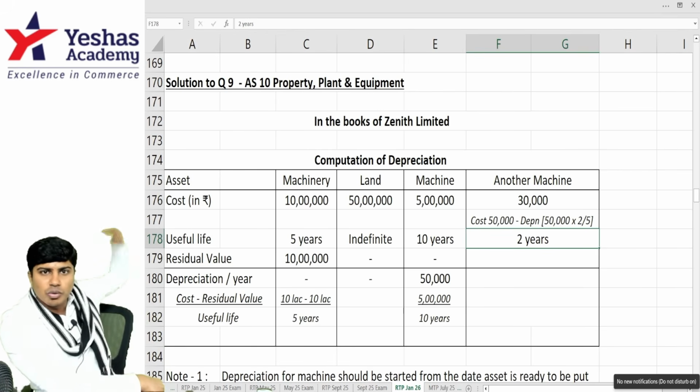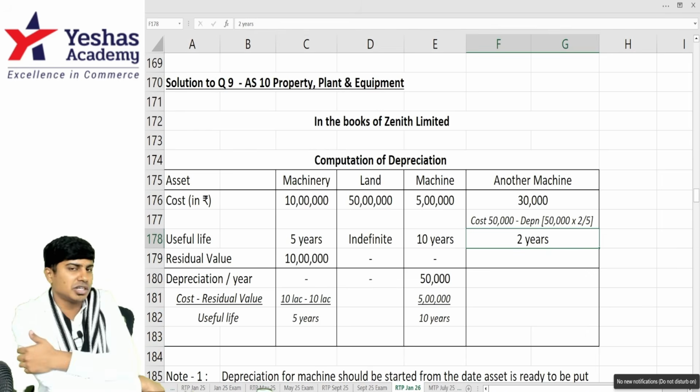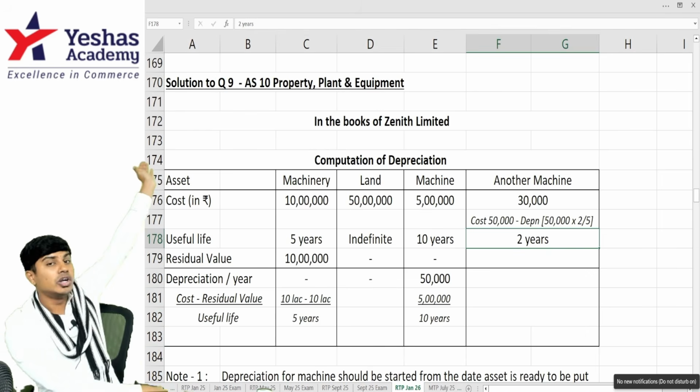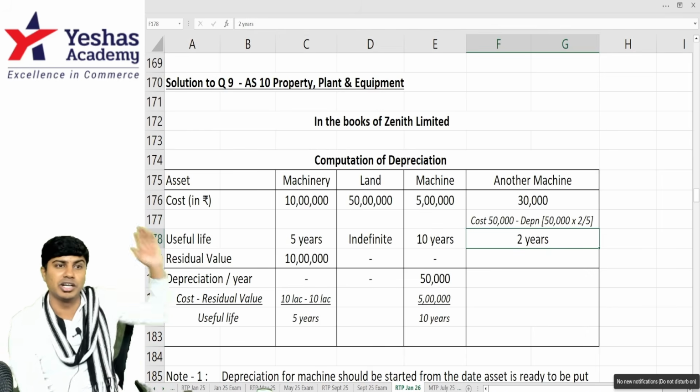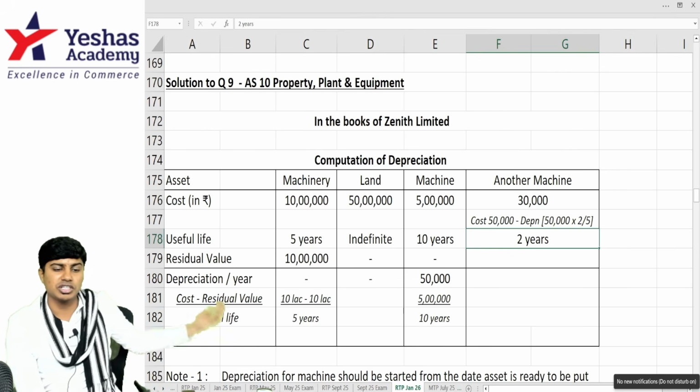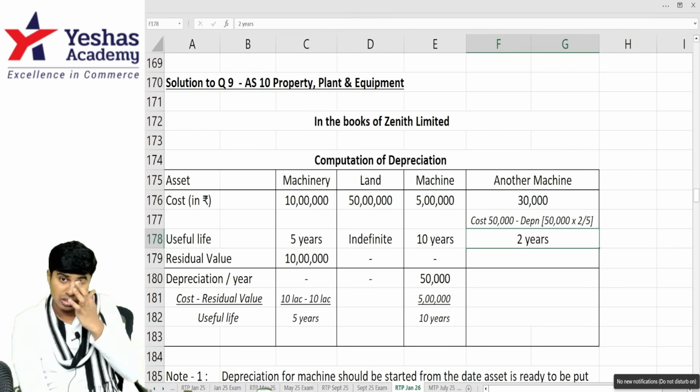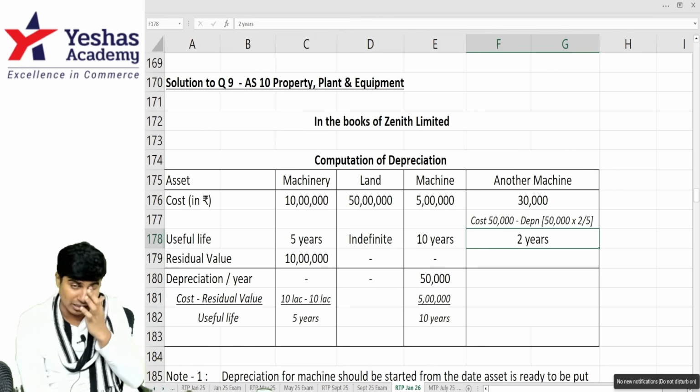The first 2 years, whatever is over is over. From the third year, we change depreciation. We don't go back to the first year and say that it should not have been divided by 5, that it should have been divided by 4. First year depreciation is not changed from 10,000. We won't change it. First year, second year depreciation 10, 10, done.